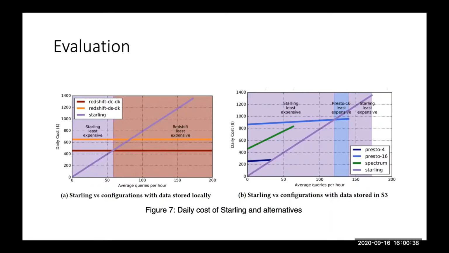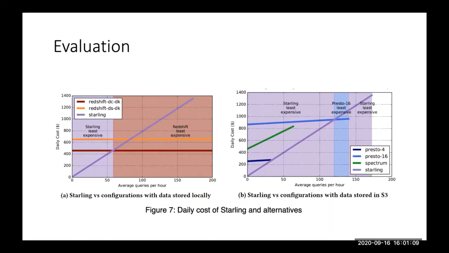What this evaluation compares is Starling, which is very ad hoc, to an always running solution like Redshift or Presto. And what they found is, with Starling, the daily cost is very, very linear, because the more queries you execute, the more cost you pay, and there is a relationship between queries and the daily cost.